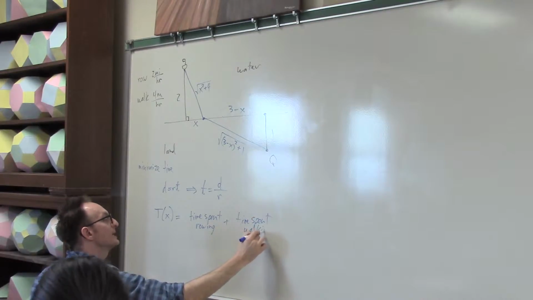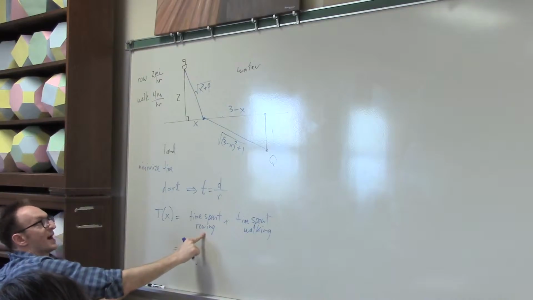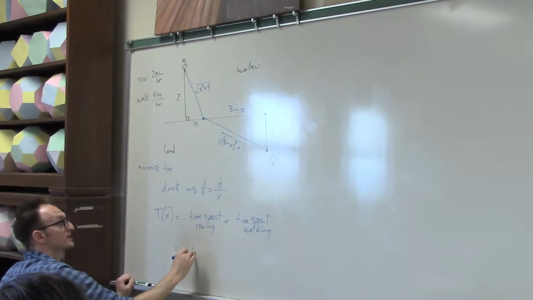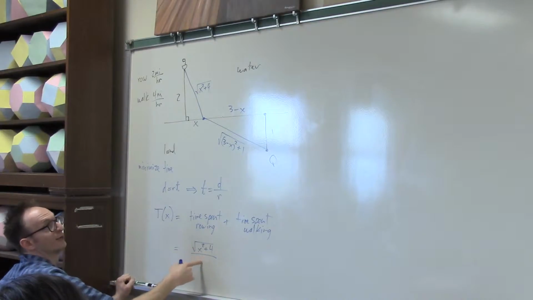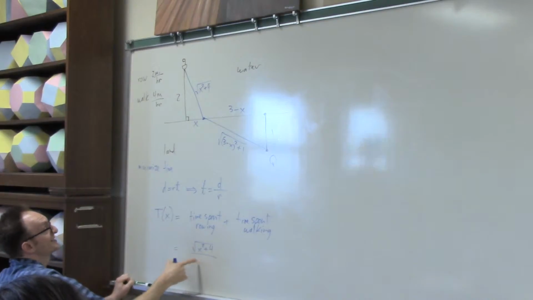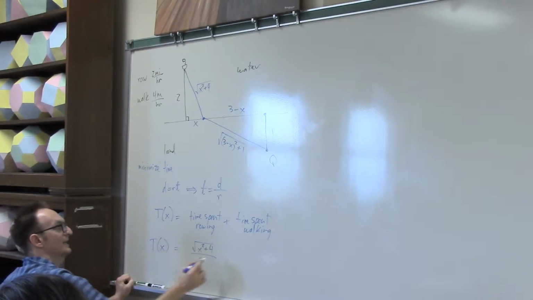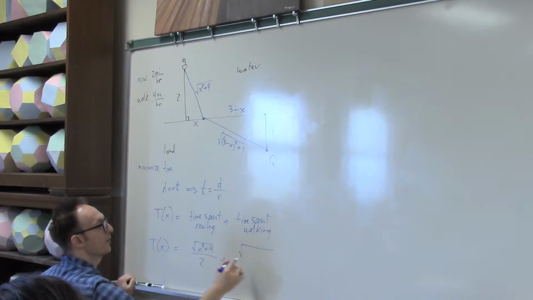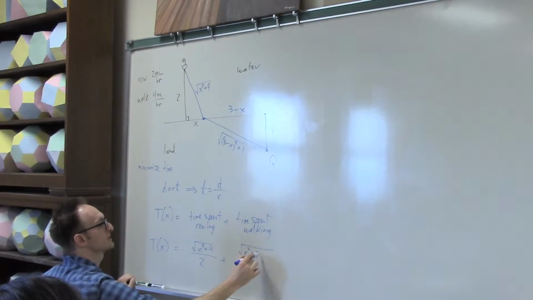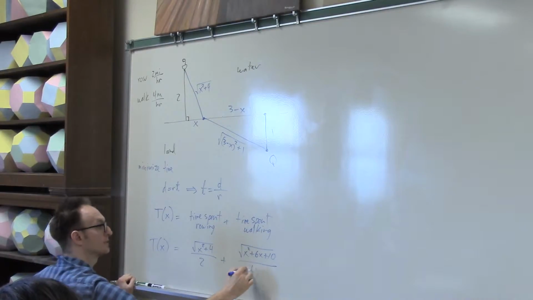Breaking it down this way, now I think I know what to do, right? What is the time spent rowing? It's just the distance that I row, the square root of x squared plus 4, over the rate at which I row, which is 2. And what is the time spent walking? It's the distance that I walk, which is the square root of x squared plus 6x plus 10, over the rate that I walk, which is 4.